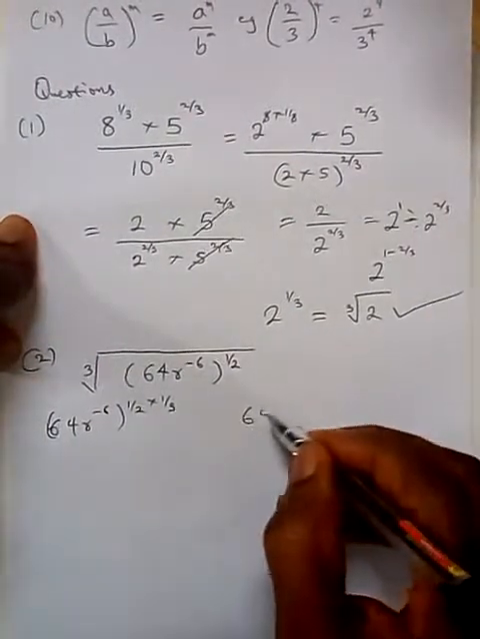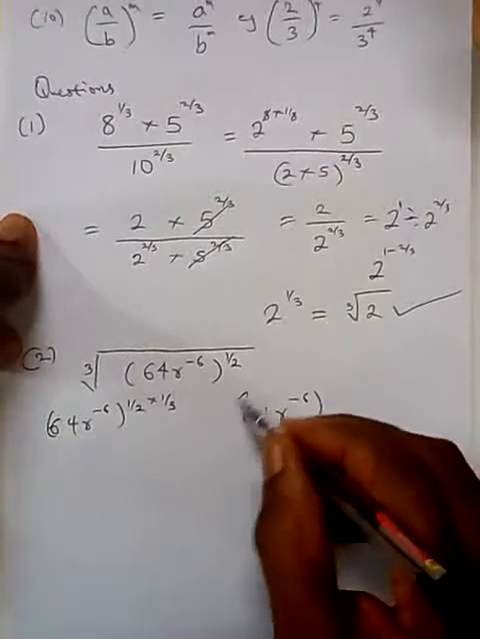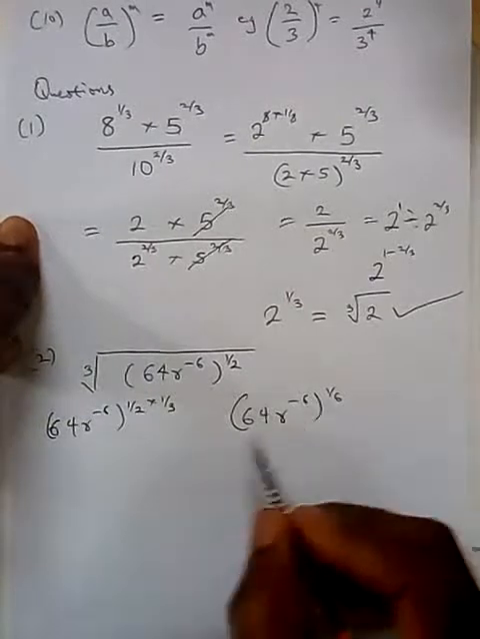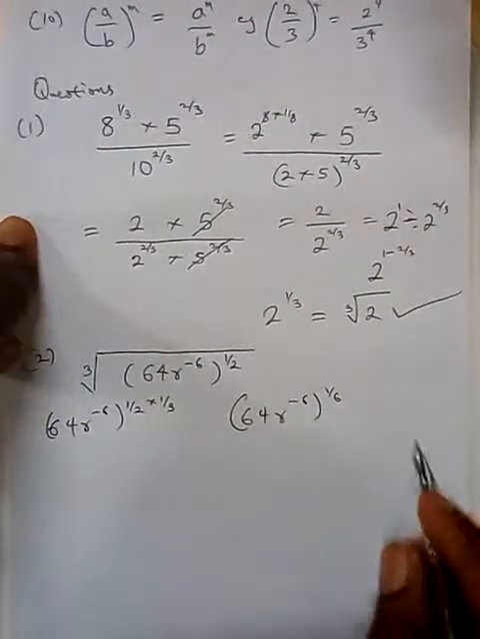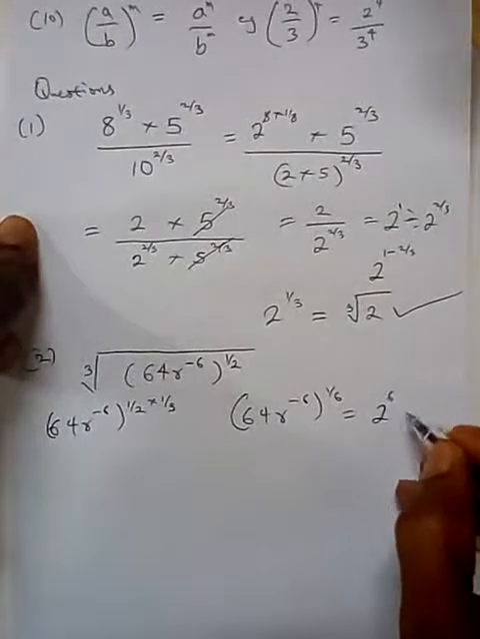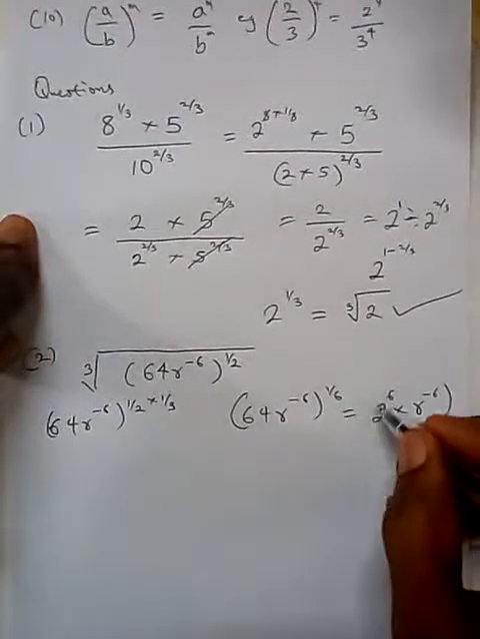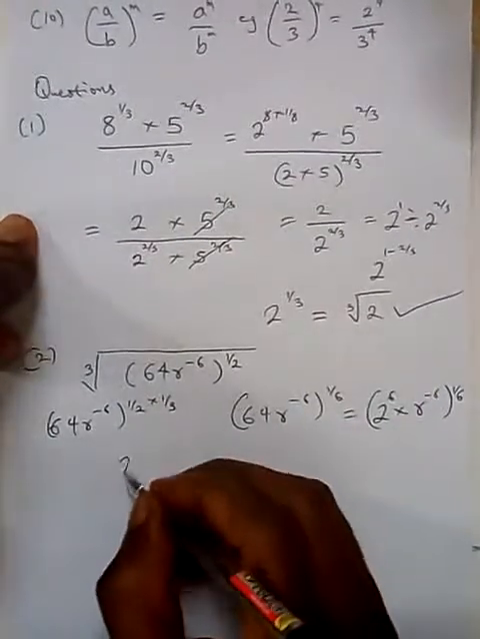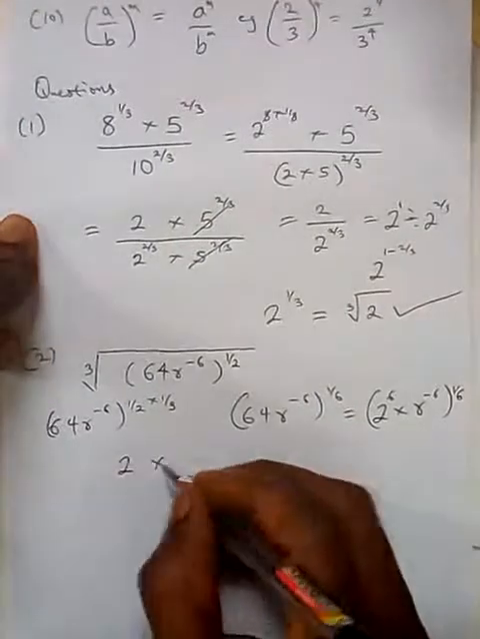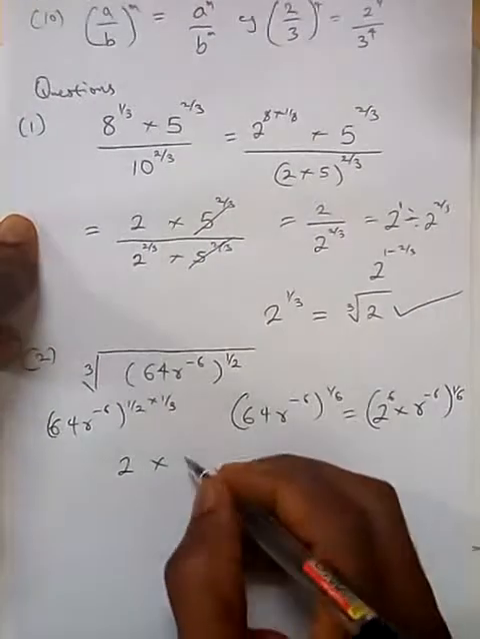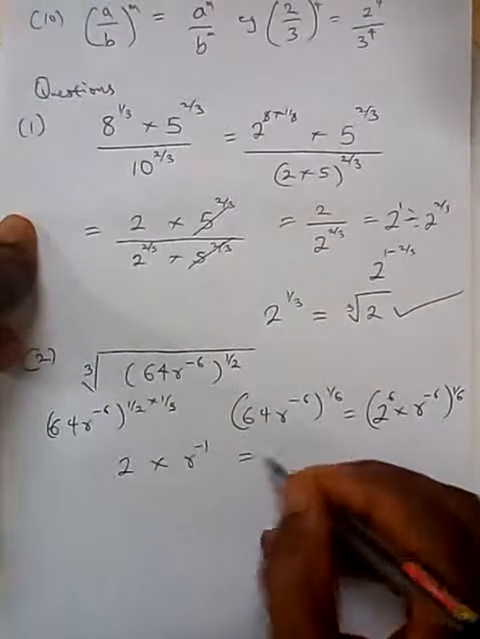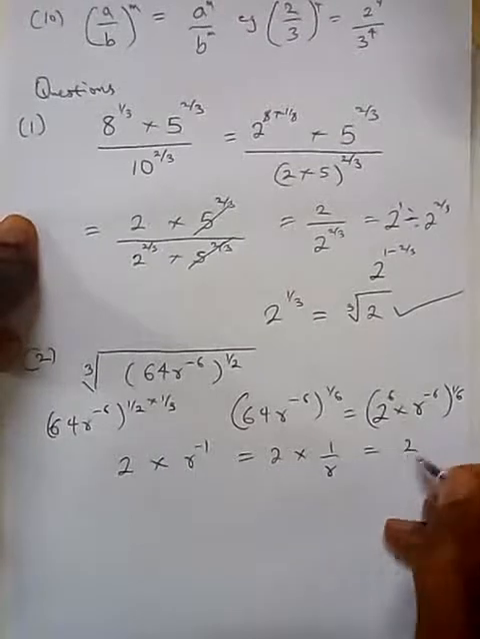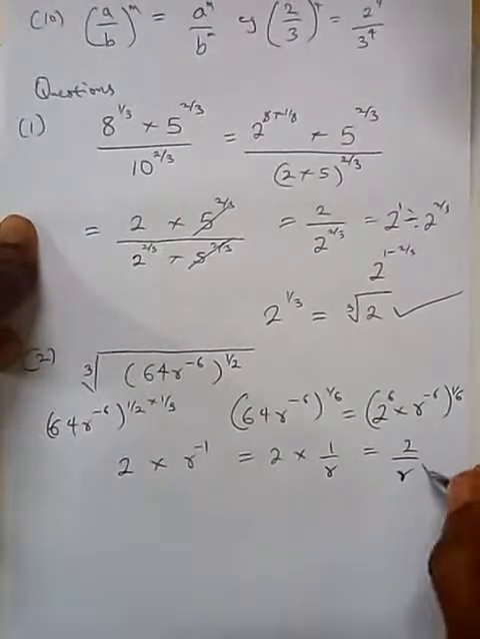Now this gives us 64 r raised to the power minus 6, all raised to the power 1 over 6. Now if you look critically, 64 is 2 raised to the power 6, so we'll break that down to be 2 raised to the power 6 times r raised to the power minus 6, raised to the power 1 over 6. The 1 over 6 can go into this power and this power, so it's going to give us 2 raised to the power 6 times 1 over 6, which is 1, times r raised to the power minus 6 times 1 over 6, which is minus 1. So that is 2 times r raised to the power minus 1, which is 1 over r. So this is 2 over r. Okay.